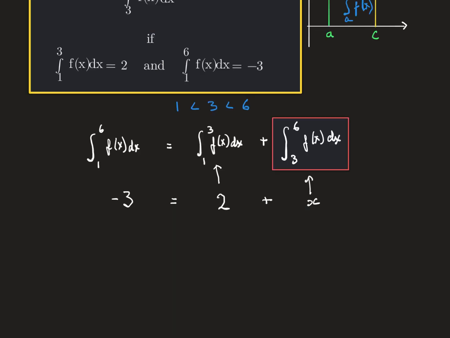And through algebraic rearrangement, we can find out what the value of x is. So we can just write that -3, move the 2 over, is equal to x. Our x value, therefore, is equal to -5. Once again, it is just the area below the x-axis. So it is 5 square units.